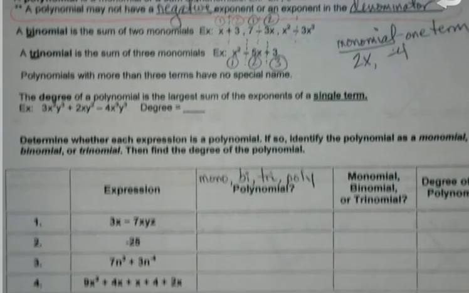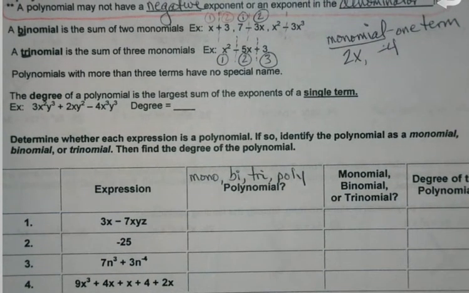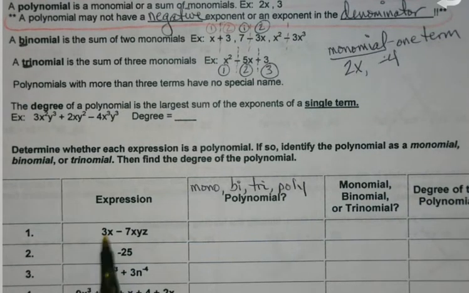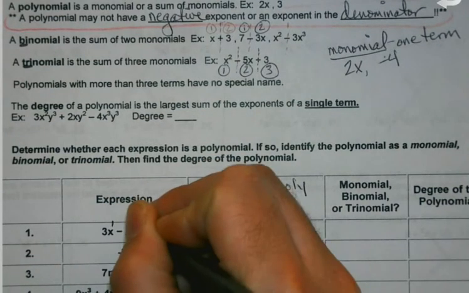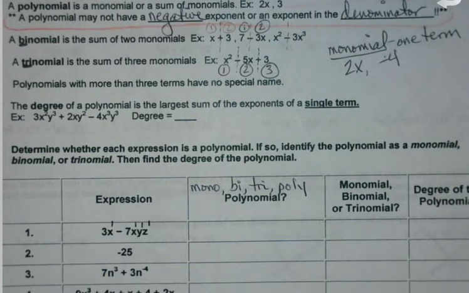So let me scoot down here a little bit. If I look at number 1, do I have any negative exponents or exponents in a denominator? Let's see. What's the exponent on all these variables when I don't see one? 1. So that's positive, so that's a good thing. I don't even see a denominator. There's not a fraction here, so I don't have to worry about that. So this one's good to go.